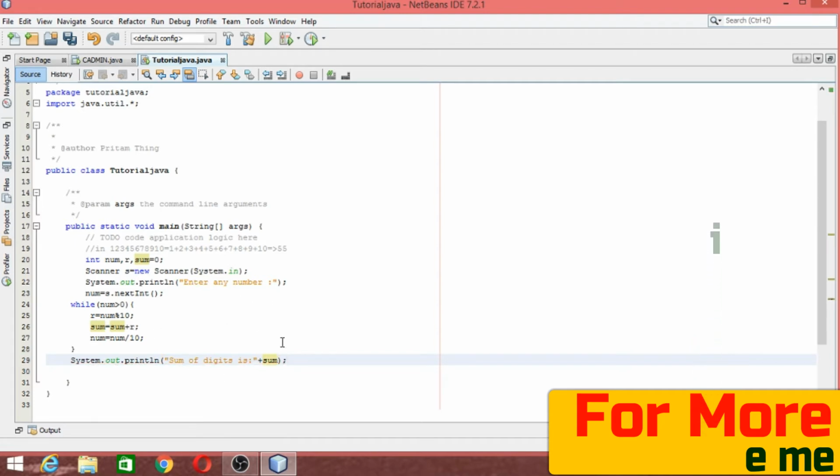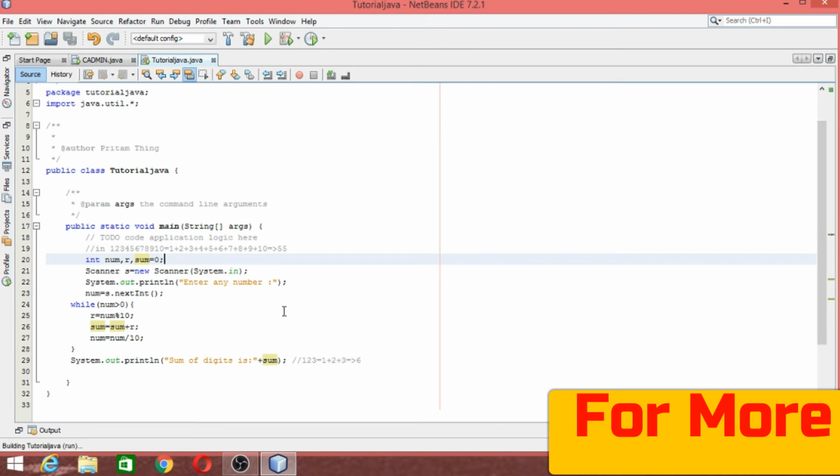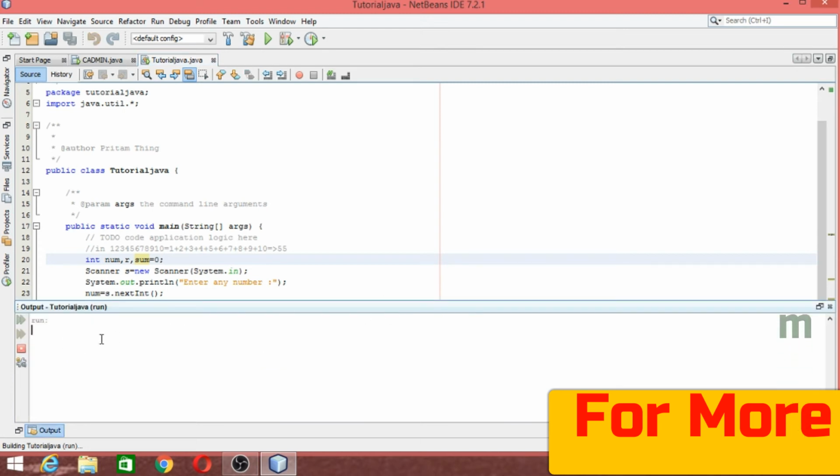So if your input is 1, 2, 3, now our output should be 1 plus 2 plus 3 is equal to 6, right? So let's run this file and enter a number 1, 2, 3, sum of digits is 6. Now 1 plus 2 plus 3 is 6.